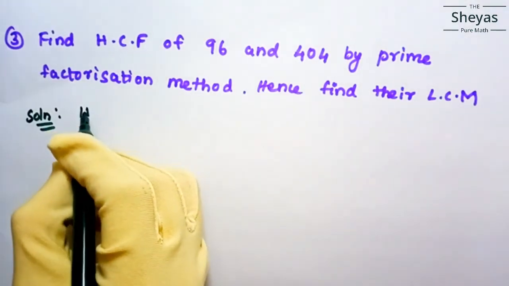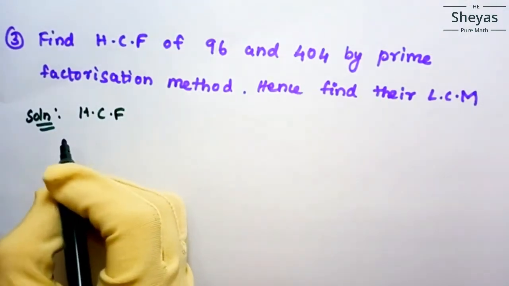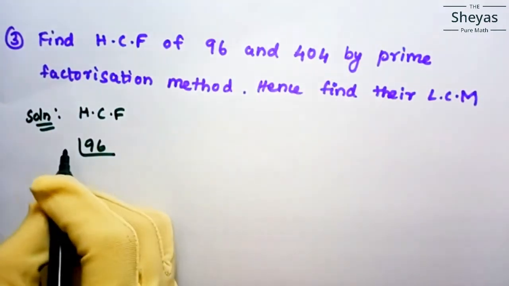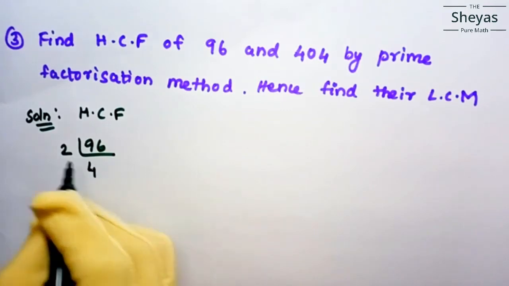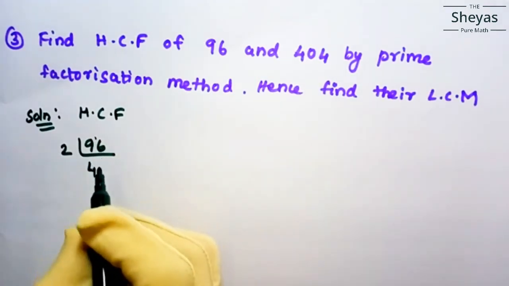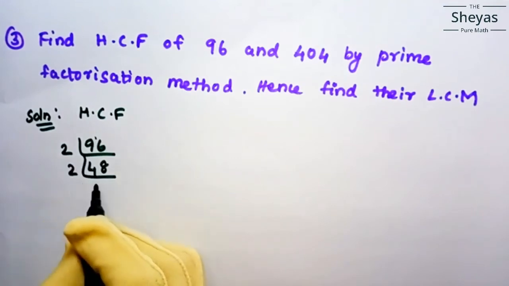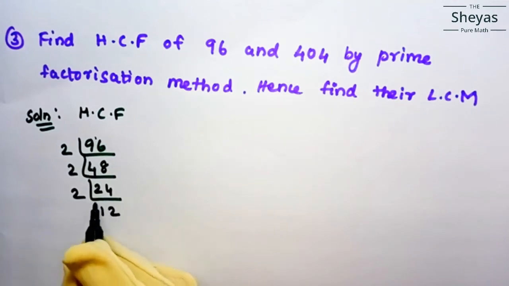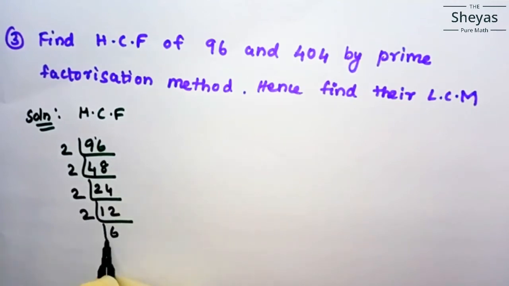So let us find the HCF first, by the prime factorization method. I am finding the prime factors of 96. Start with 2: 48 is divisible by 2, giving 24, then 12, then 6, then 3. Then 3 is not divisible by 2, so I am taking 3 because 3 is a prime number.